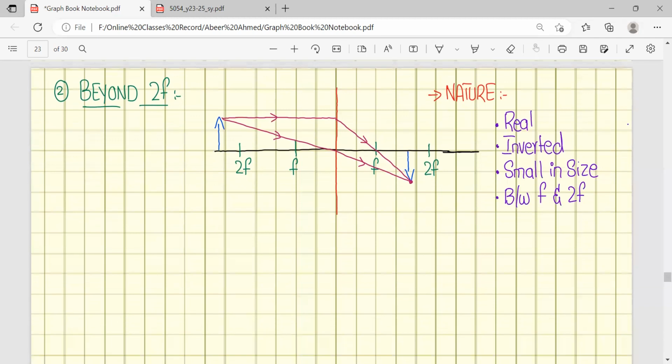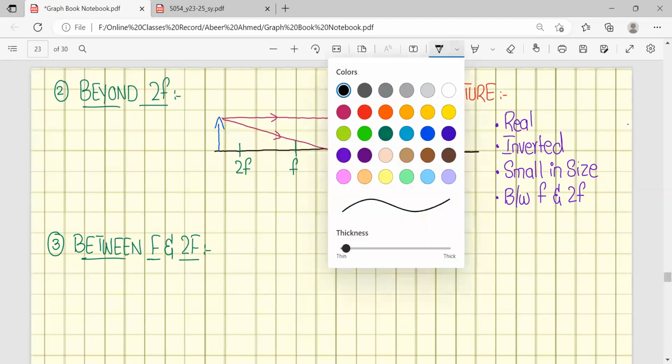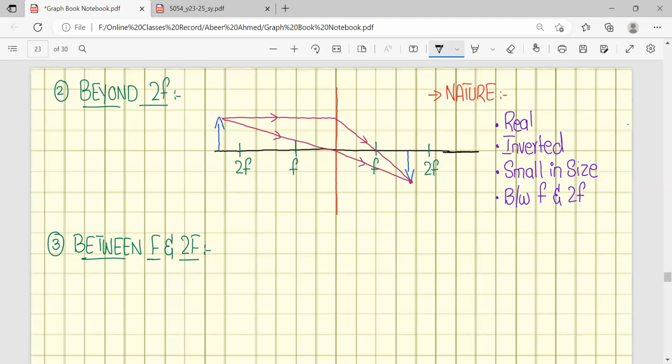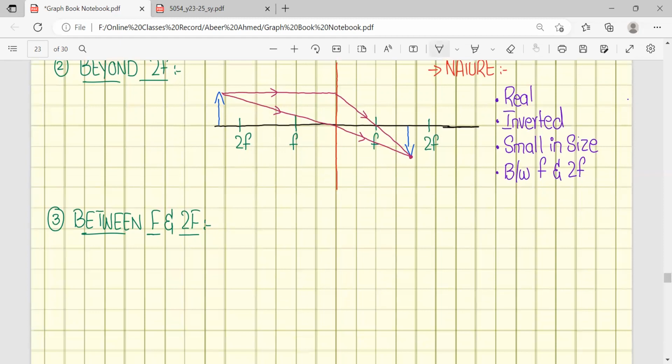Now third condition में हम ऑब्जेक्ट को कहाँ प्लेस करें? हमने 2F पे ट्राई किया, बियॉन्ड 2F ट्राई किया, F और 2F के सेंटर में ट्राई करते हैं, राइट? Now the object is going to be placed between F and 2F. आइडेंटिफाई कर सकते हो इमेज कहाँ बनेगी? Beyond 2F? Yes. Yes, the image is going to be formed beyond 2F, right?